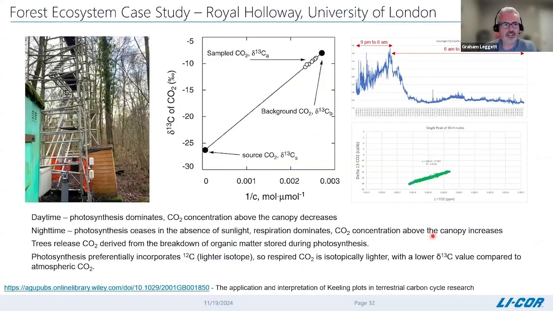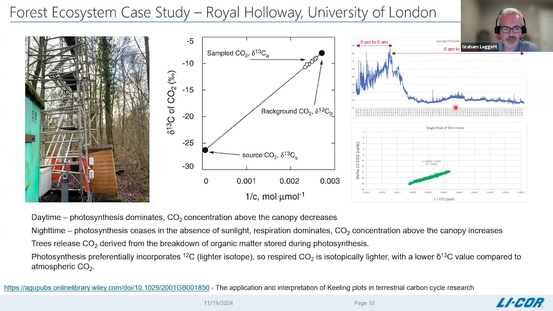The next example is another nice study, by a group at Royal Holloway, University of London. They have a forest site in the south of England, with a relatively tall tower which protrudes through the top of the canopy, and they're measuring CO₂ above the canopy, interested in what's happening through the diurnal cycle. For example, during the daytime, photosynthesis dominates and CO₂ concentration above the canopy decreases, which can be seen here during the daytime period in the top right-hand corner, down at about background level, 420 ppm.